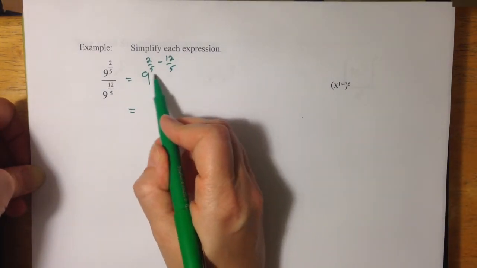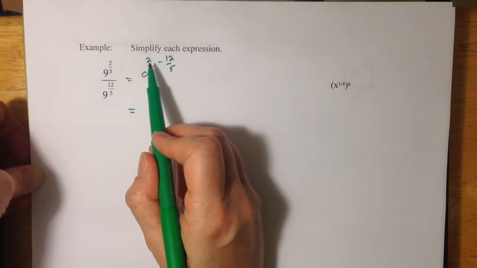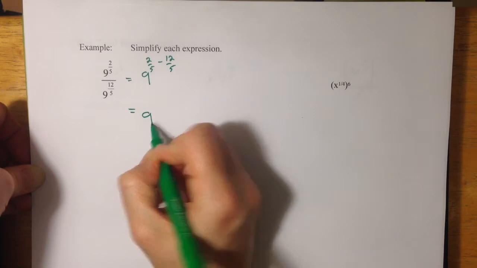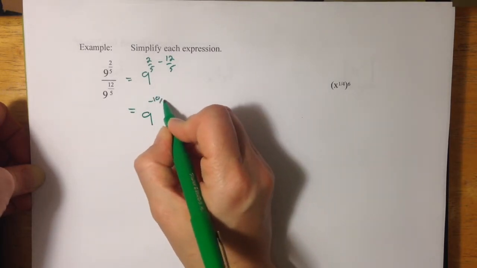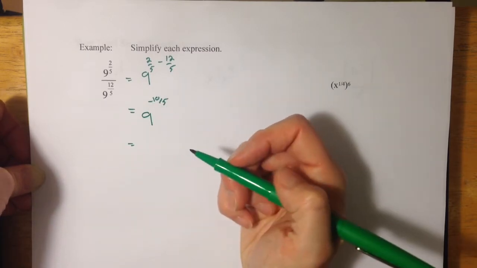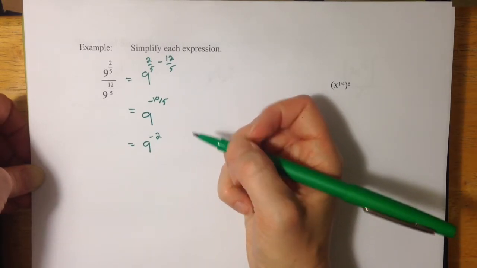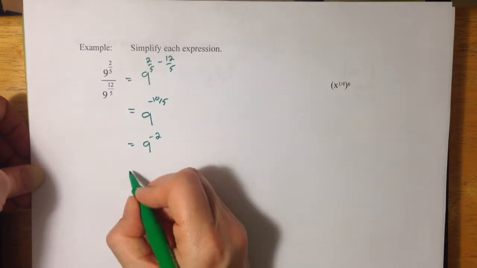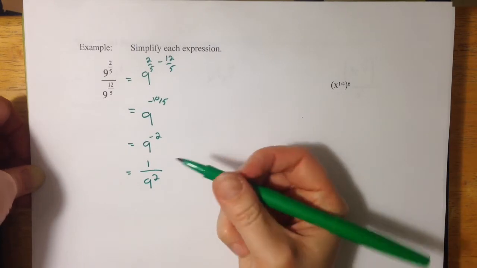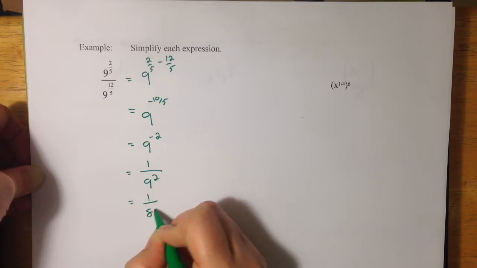However, these two fractions already have the same denominator, which makes this a lot better. That means I only need to subtract the numerators. 2 minus 12 is negative 10, so I'm going to end up with 9 to the negative 10 fifths. Wait a second. Negative 10 fifths is the same as negative 2, so this is just 9 to the negative 2. Well, hey, I can do something about that negative exponent. I can make it 1 over 9 squared. And finally, 9 squared is a number that I can compute, so this is 1 over 81.